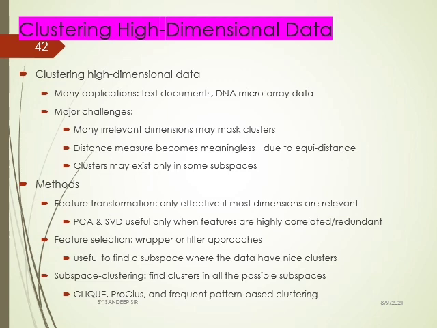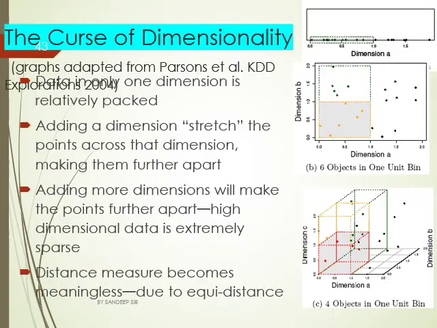It is useful to find subspaces where the data have nice clusters. So you want to find a space in a big cluster which has more real clusters, having real quality. Subspace clustering can be used for finding clusters in all possible subspaces. And there can be other methods like CLIQUE, PROCLUS, and frequent pattern based methods.